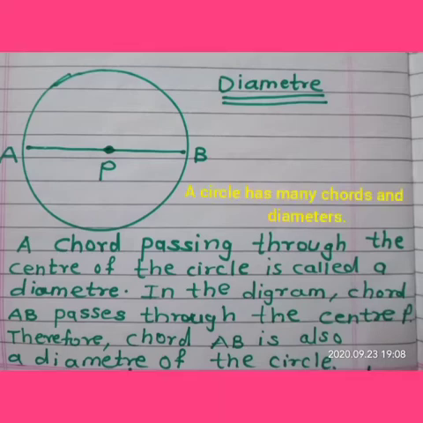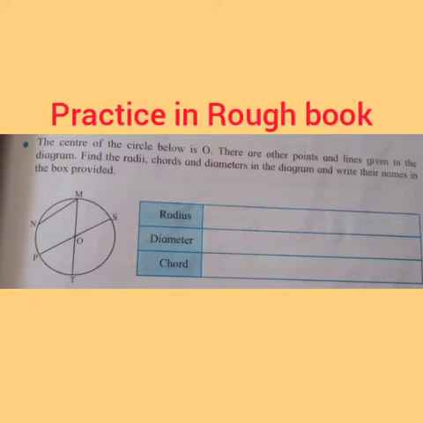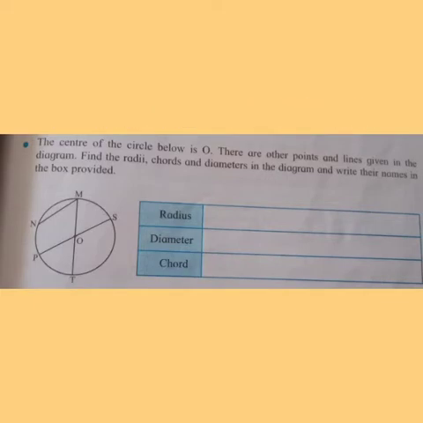Students, here they have given one question you have to do as practice in your rough book. The center of the circle below is O. There are other points and lines given in the diagram. Find the radii, chords and diameter in the diagram and write their names in the box provided. Here they give the box. You have to write the correct answer according to this diagram in your rough book for practice.